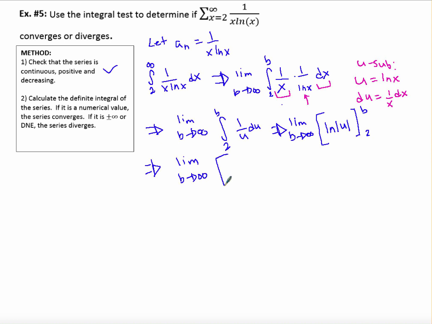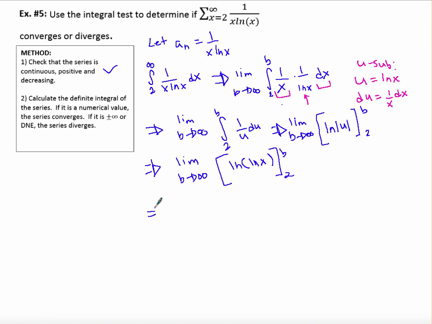So let's see, this is going to be ln, not of u, but of ln x. And I'm going to use parentheses now because I know that with my limits here I'm only going to be looking at positive values for x. Okay, so now I'm going to substitute b and substitute 2 and subtract these guys.